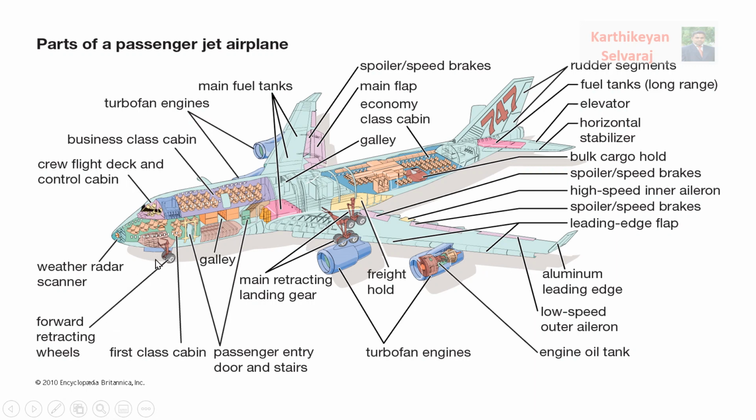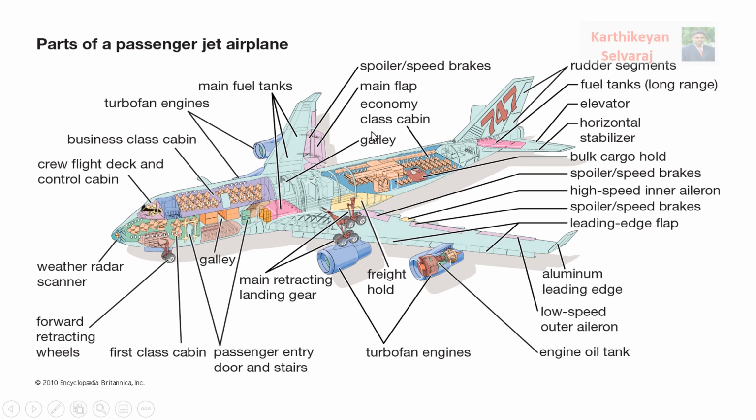Similarly, the nose landing gear is called the forward retractable wheels. And similarly the main landing gear is also available, exactly on the fuselage of the aircraft. So this is the main retractable landing gear, you can see. And this is a commercial aircraft, so they have many different classifications. This is called the business class cabin, very close to the cockpit, and this is the economy class cabin. So you can see where the business class and the economy class cabins are located.